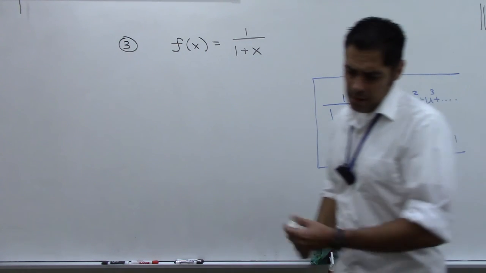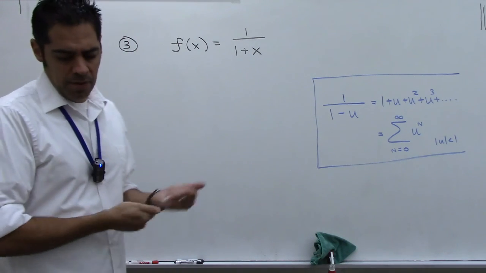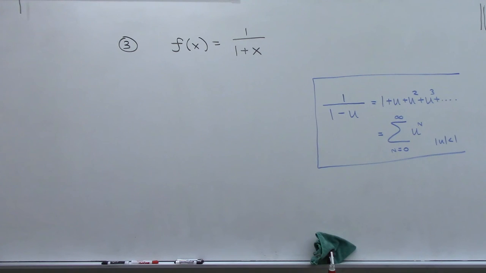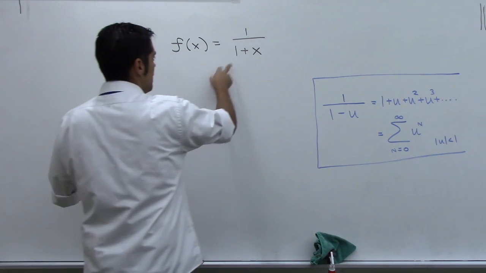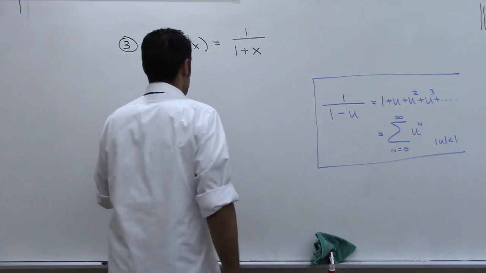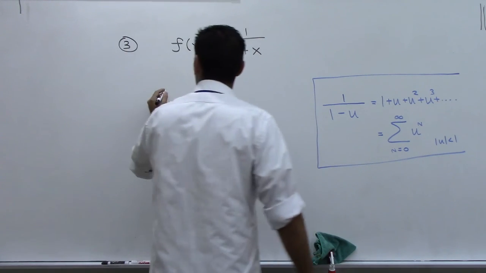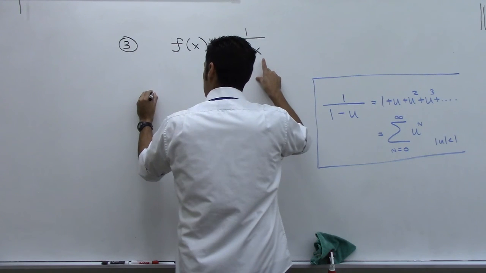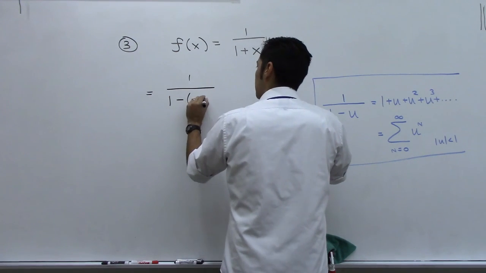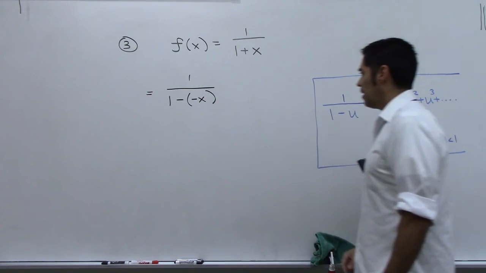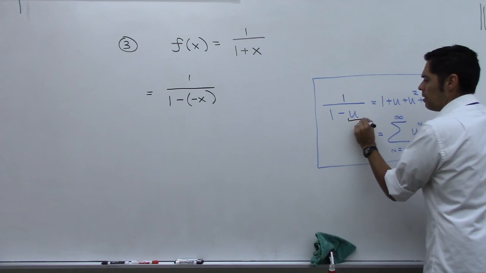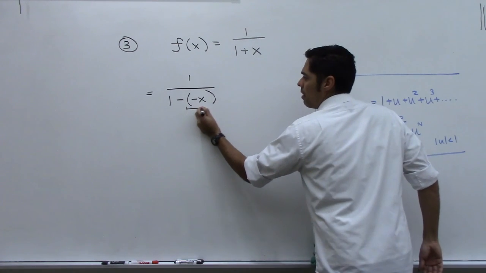So on number 3, it says to find a power series representation of the function and then find the interval of convergence. So here's a function, f of x is 1 over 1 plus x. We need to make it look like this. So we have an addition symbol here. So instead what I'm going to do is say that this is equal to 1 over 1 minus negative x. And in that case, to match this formula up, the u here for us is this piece right here.